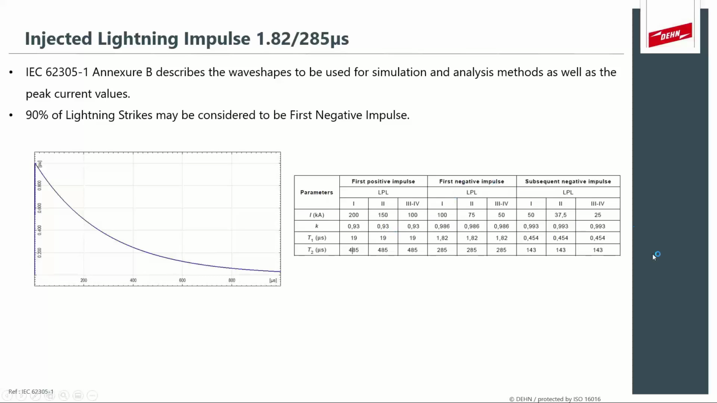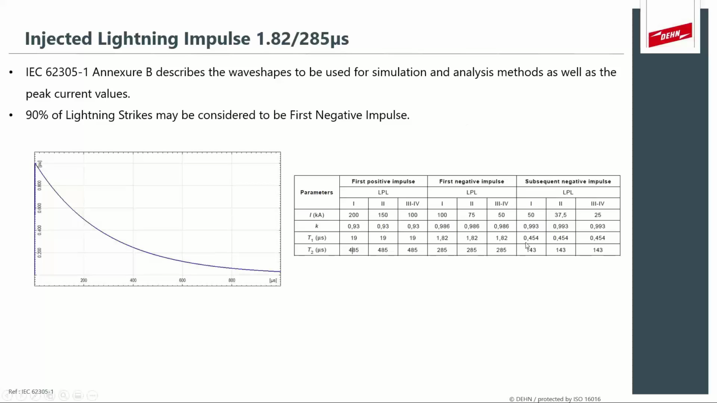But for first negative impulse, which we'll use now, we will be using 1,82 by 285 for this webinar, for this example. Because lightning protection level 3 and 4 is the most common all over the world, we will then use 50 kA in the first negative impulse. That will cover most of the situations that you'll see all over the world.